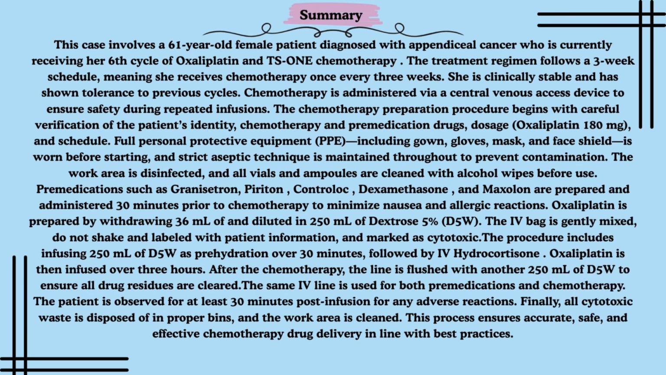The procedure includes infusing 250 ml of D5W as pre-hydration over 30 minutes followed by IV hydrocortisone. Oxaliplatin is then infused over 3 hours. After the chemotherapy, the line is flushed with another 250 ml of D5W to ensure all the drug residues are cleared. The same IV line is used for both medication and chemotherapy. The patient is observed for at least 30 minutes post-infusion for any adverse reaction.